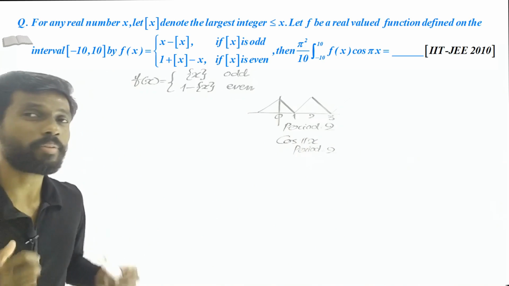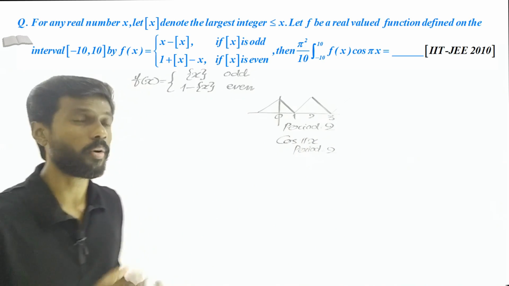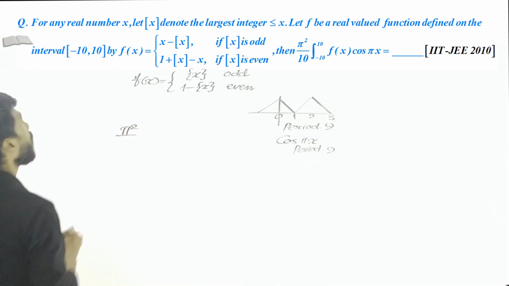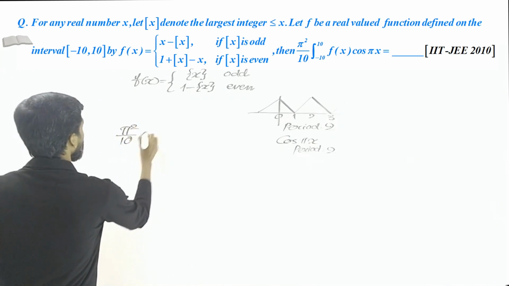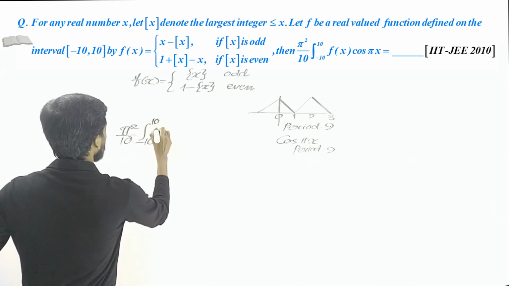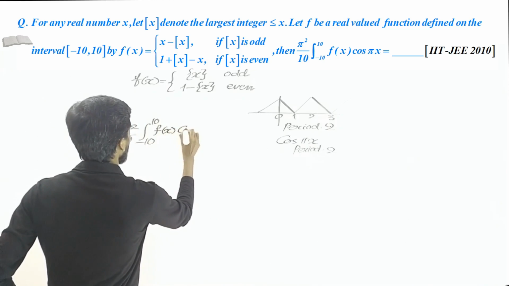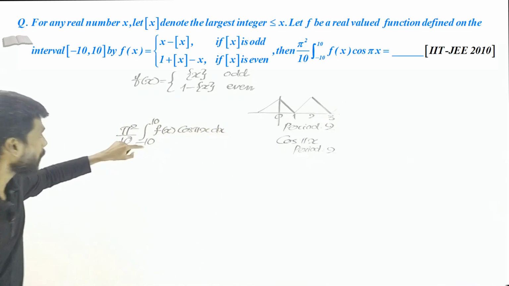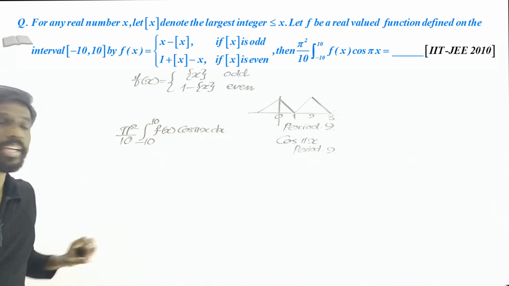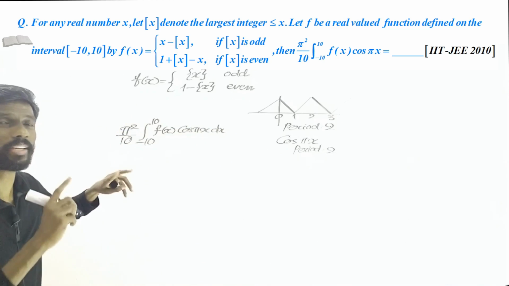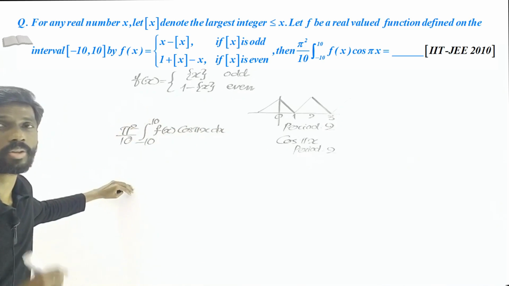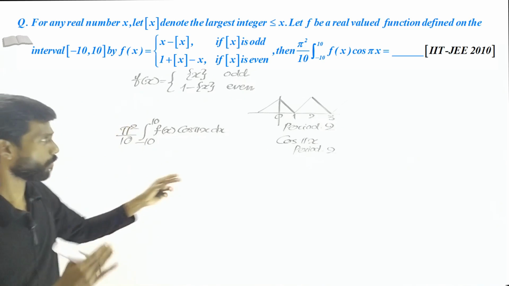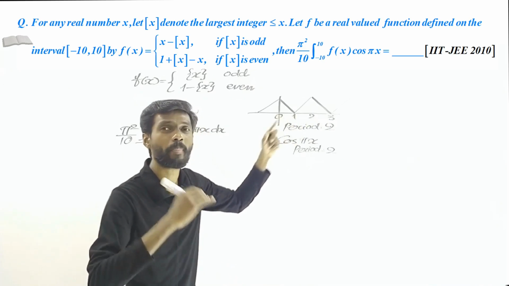So we have to use the property of the periodic function in an integral. What is asked in the question is this: pi square divided by 10 times the integral from minus 10 to 10 of f of x cos pi x dx. It's a periodic function, but the limits are minus 10 to 10, so the length of the interval is 20: 0 to 10 and then minus 10 to 0. Now the period is 2, so you simply write the integral from 0 to 2 and multiply that by 10.